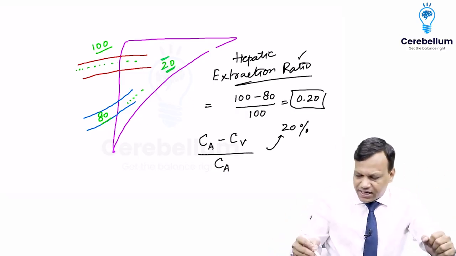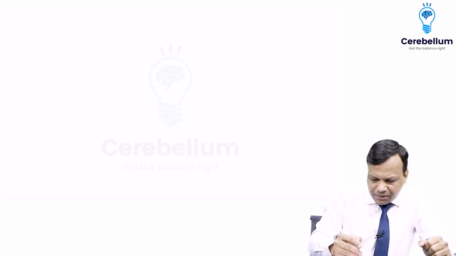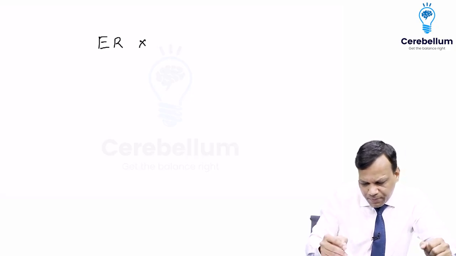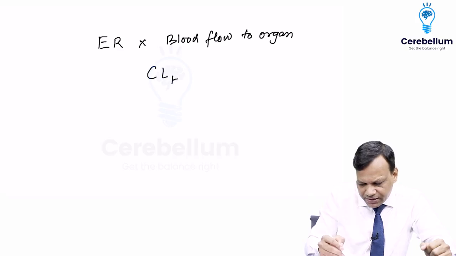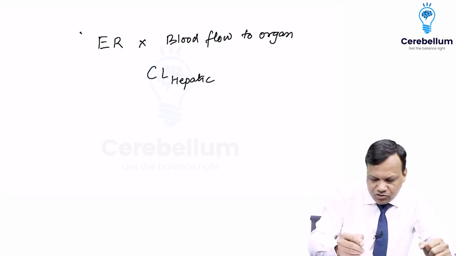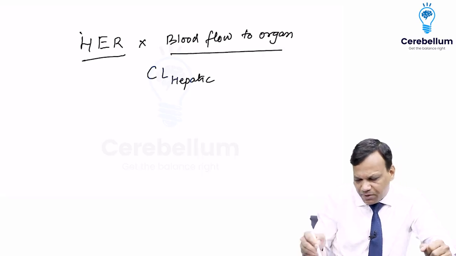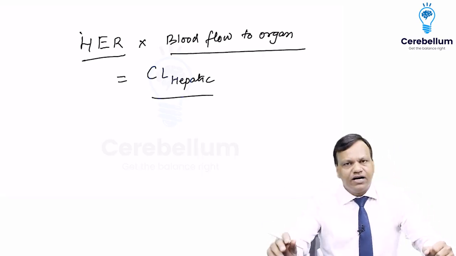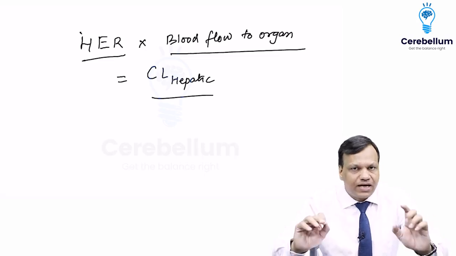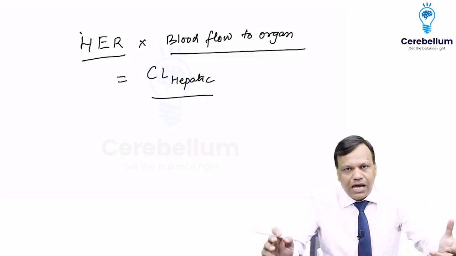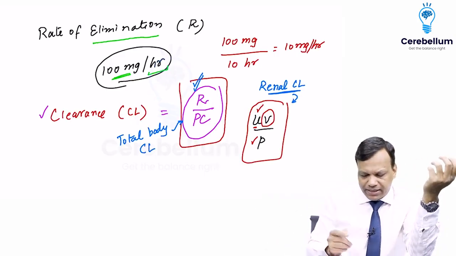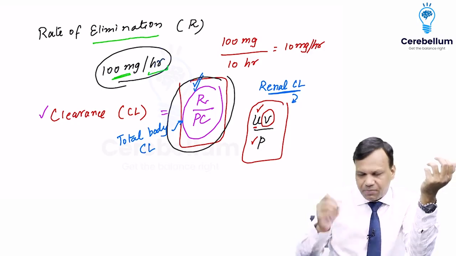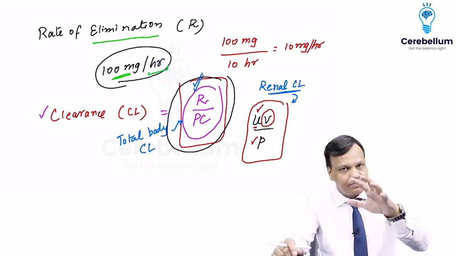So we calculate the extraction ratio first, and if we multiply this extraction ratio by the blood flow to that organ, that will become clearance. Here it will be hepatic clearance. So hepatic extraction ratio multiplied by blood flow to the organ, that means the liver, becomes hepatic clearance. So we can calculate the clearance of any organ. And when we add all these clearances, it will become total body clearance. And the formula of total body clearance is rate of elimination divided by plasma concentration. So you need to concentrate mainly on this thing.